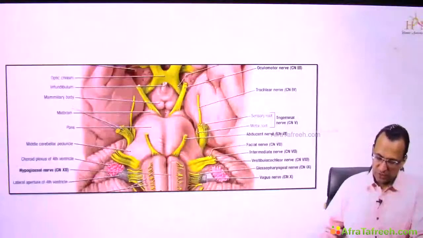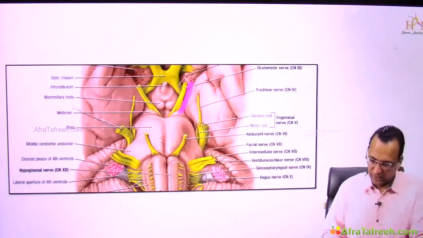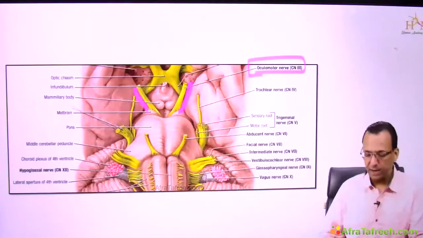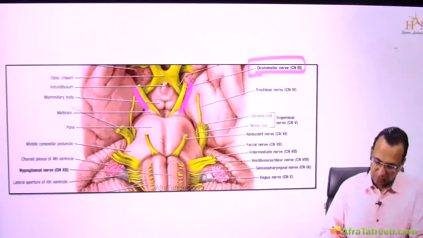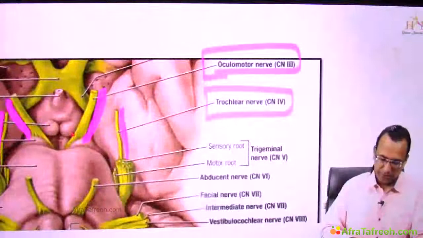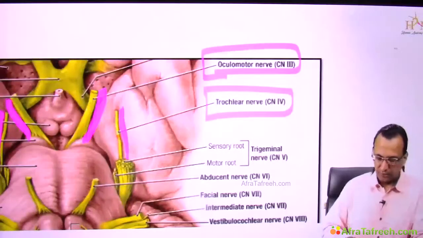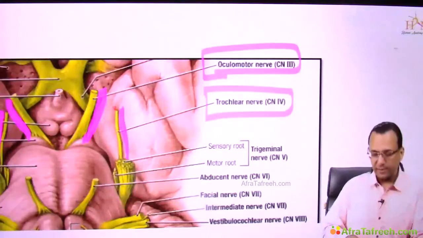So this is nerve number 3 now. I'll show you. This is the nerve number 3. It is on both sides, you can see, coming from the midbrain. And then this is the number 4, the thinnest cranial nerve. Why is it the thinnest cranial nerve? Because it has very few axons. This is the number 3 and 4 coming from the midbrain, and the trochlear nerve is the thinnest cranial nerve because it has very few axons.